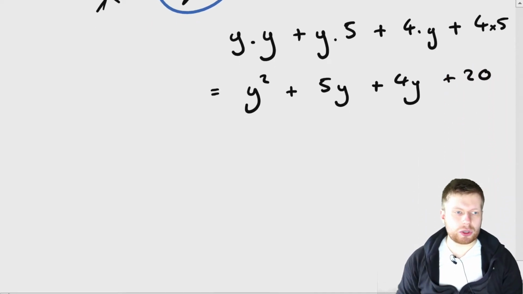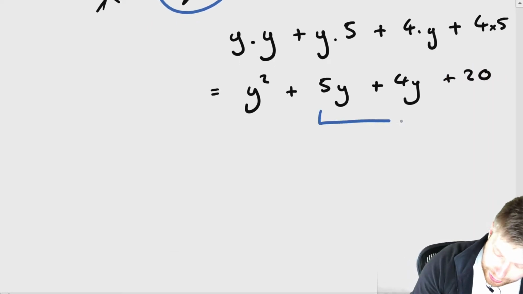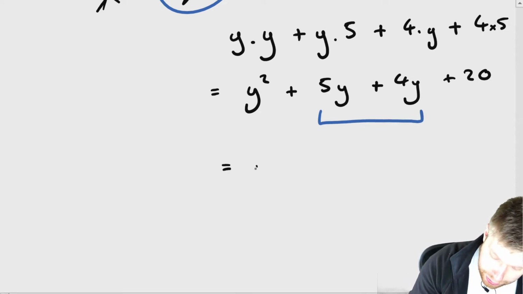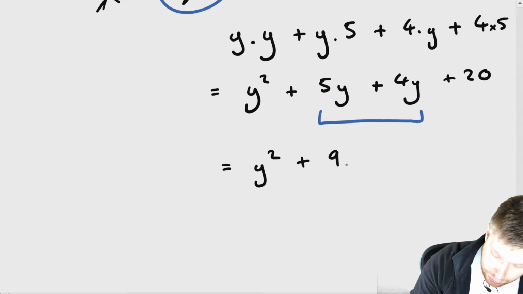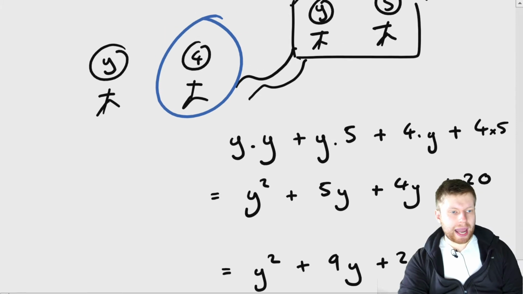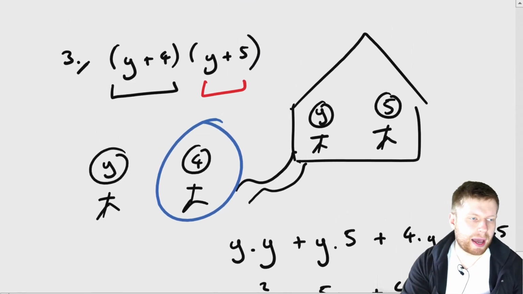Is there any simplification which I can make? Well, look, I've got two like terms in the middle. I've got a 5y and a 4y. So if I collect together those like terms, I have y squared plus 9y plus 20. Okay? So if you want to use my house analogy, that's how to expand this bracket out.